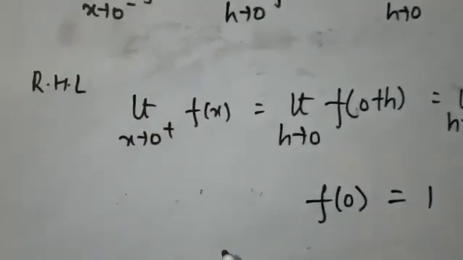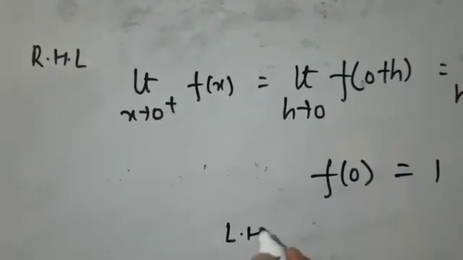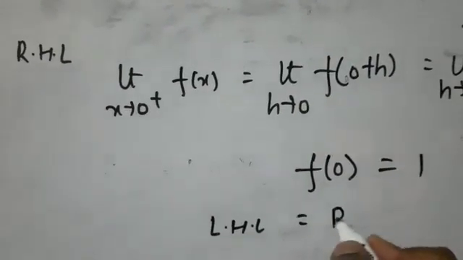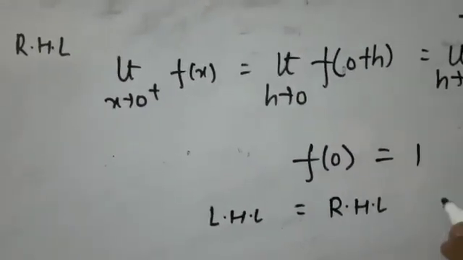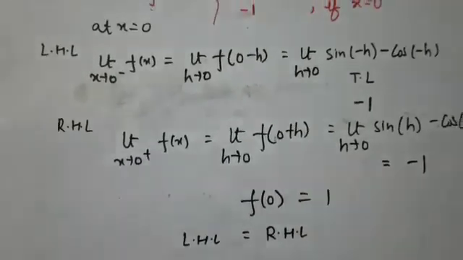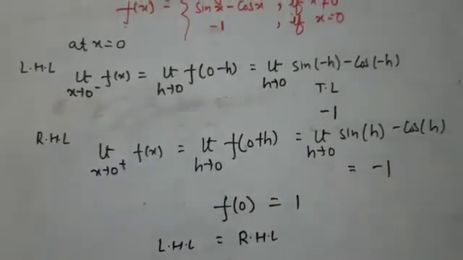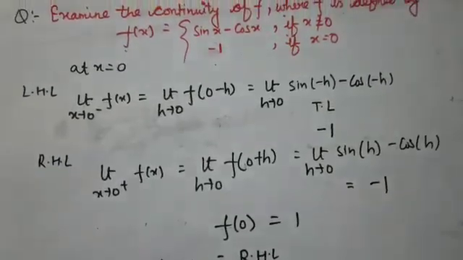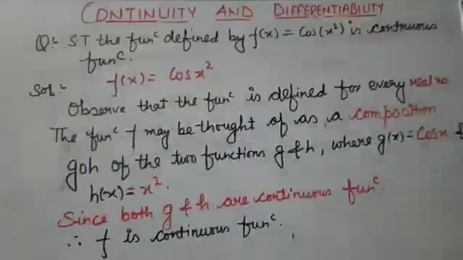So we can say that our left hand limit is equal to the right hand limit. Okay, so we can say that our function is continuous at x is equal to 0.